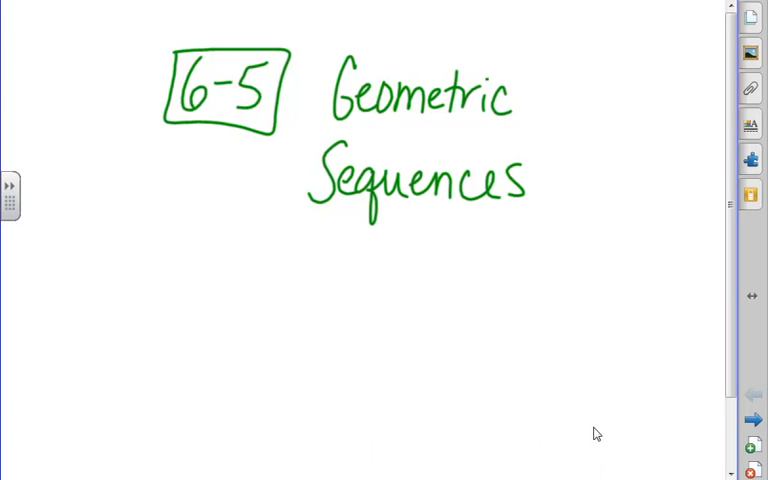So we've been doing a lot with arithmetic sequences, adding, so what's up with geometric sequences? Well, let me show you one to get you thinking about it. So here we have one. 5, 15, 45. That is a geometric sequence.